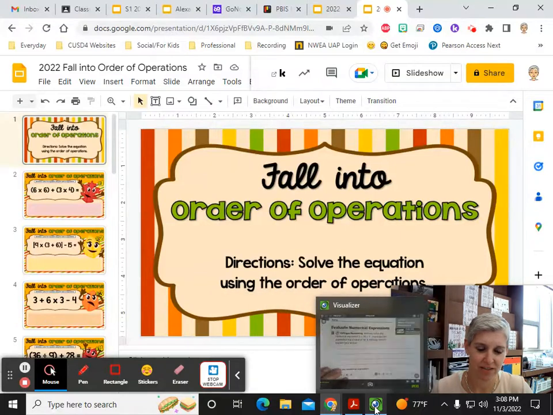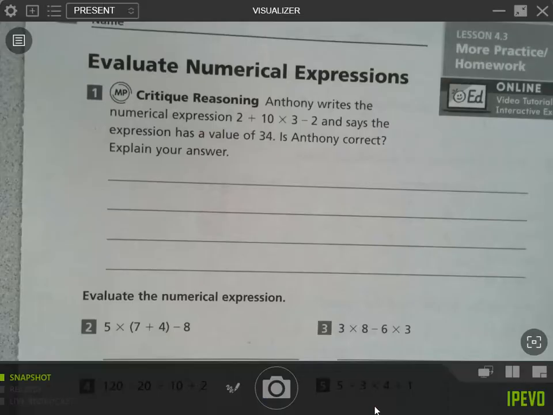Look what I figured out, everybody. Once I get this set up. Oh, I thought you'd be able to see me. Now you can't even see me. Oh, well, that's all right.